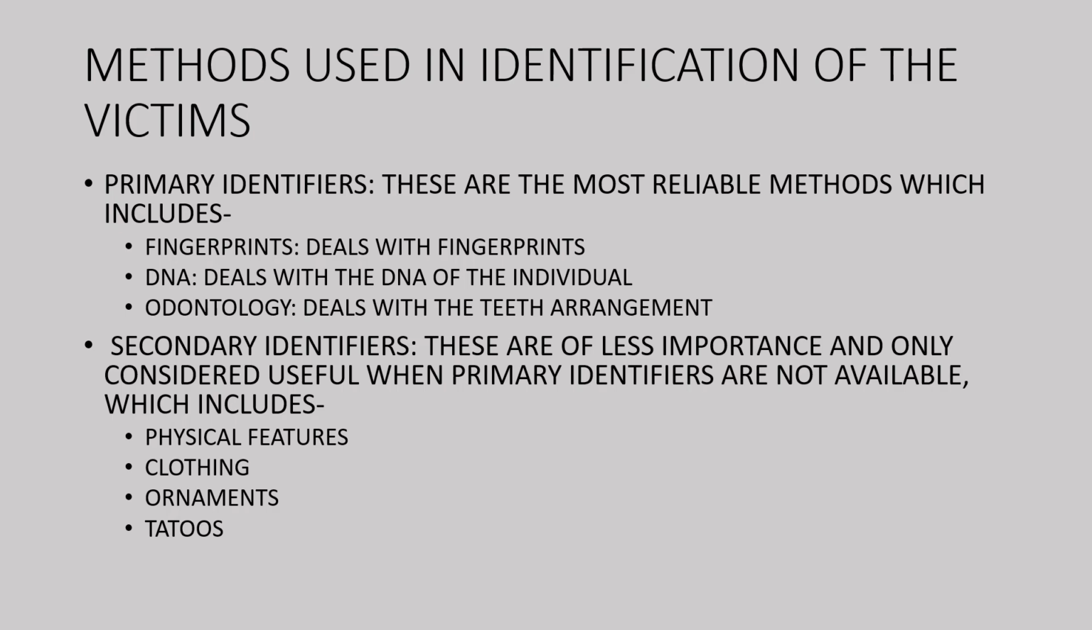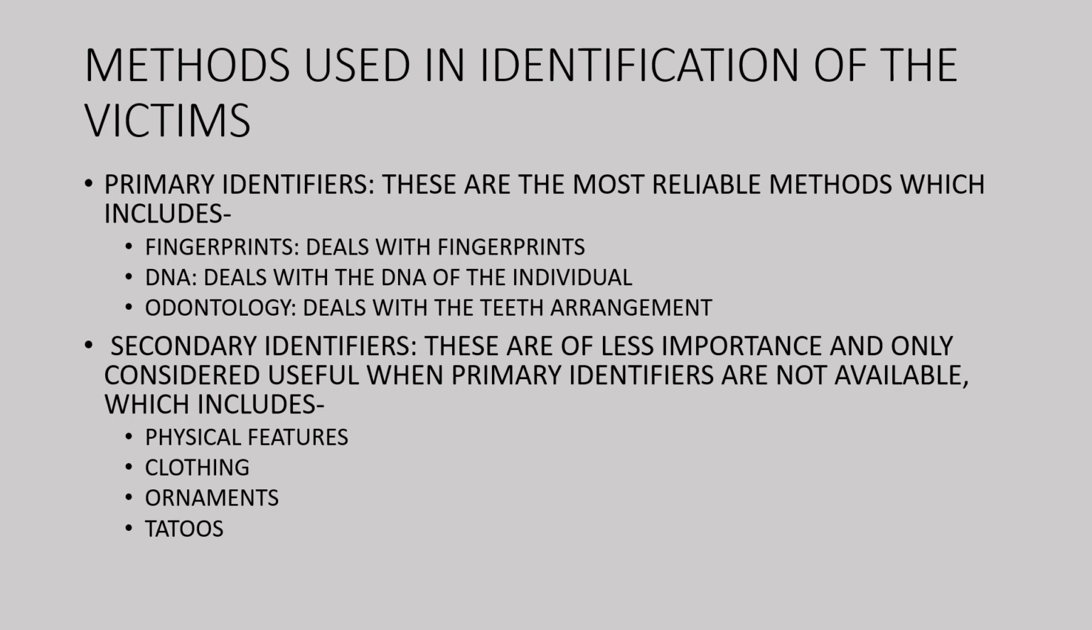Like if a person has had any surgery or anything done with their teeth, then on the examination of the teeth, that is the odontological or dental identification of that person. It helps to identify the person by checking their dental records. The secondary identifiers are of less importance and only considered useful when the primary identifiers are not available. And this includes the physical features, clothing, ornaments, tattoos.